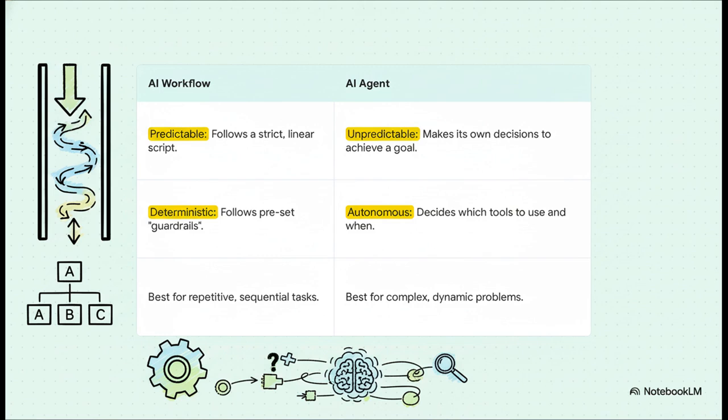But an AI agent, it's autonomous. You don't give it a script, you give it a goal. It then figures out for itself which tools to use and in what order to make it happen. This makes it amazing for complex problems where the answer isn't always the same.